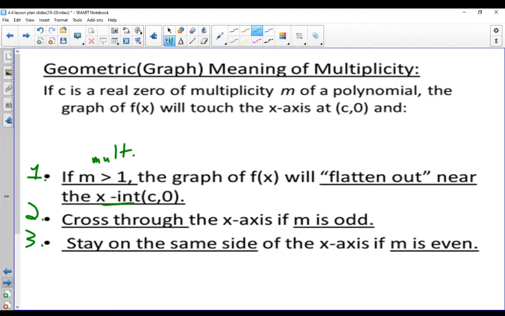Key point number 2: your graph will cross through the x-axis if your m, or multiplicity, is odd. Again, I don't expect you to memorize that right now, but write it down on a separate sheet of paper because you will need to look at that later. Key point number 3: your graph will stay on the same side of the x-axis if m, or your multiplicity, is even. Again, I don't expect you to memorize all 3 of these key components right now, but for the time being, have each of these written on a separate sheet of paper. Keep those handy. You will need those for the rest of the slide.